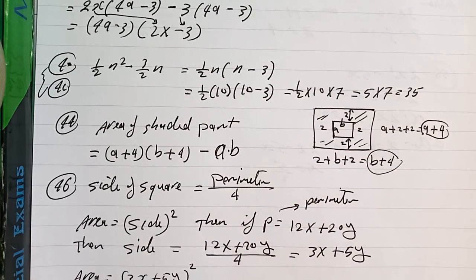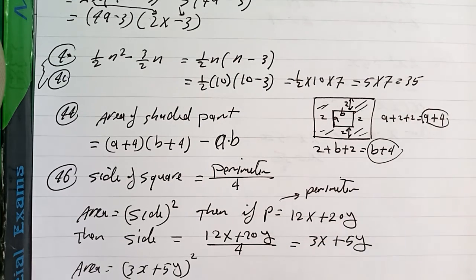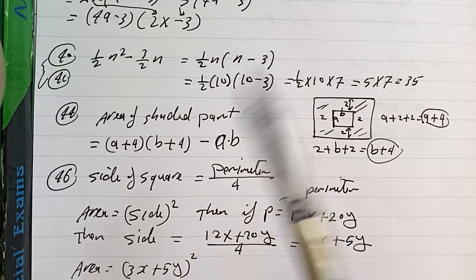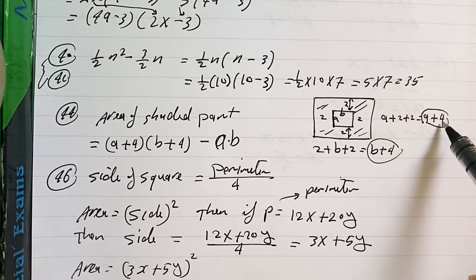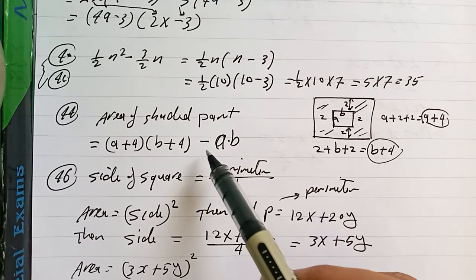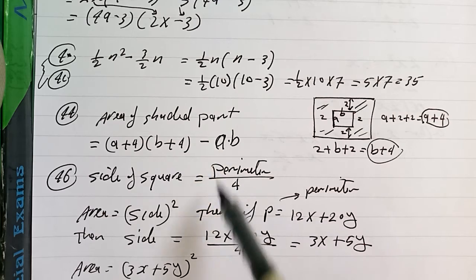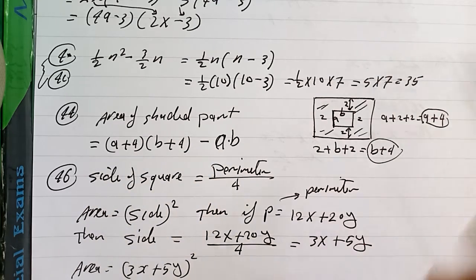Of course, it is the difference between the area of the big rectangle minus the area of the small rectangle. So it will be a plus 4 times b plus 4, this is the area of the big rectangle, minus the small one, which is a times b. So this is the area in the factored form.